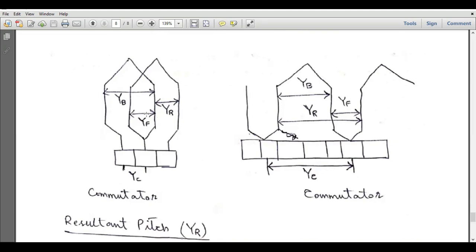So this is called a lap winding, and the reason is that you can see the two successive coils are overlapping with each other. This is the first coil, suppose, and this is the second coil, and we can see the overlap between the two coils. So that's why this winding is called lap winding, and here we don't see any overlap. So these windings are ever moving forward, so they are called wave winding.